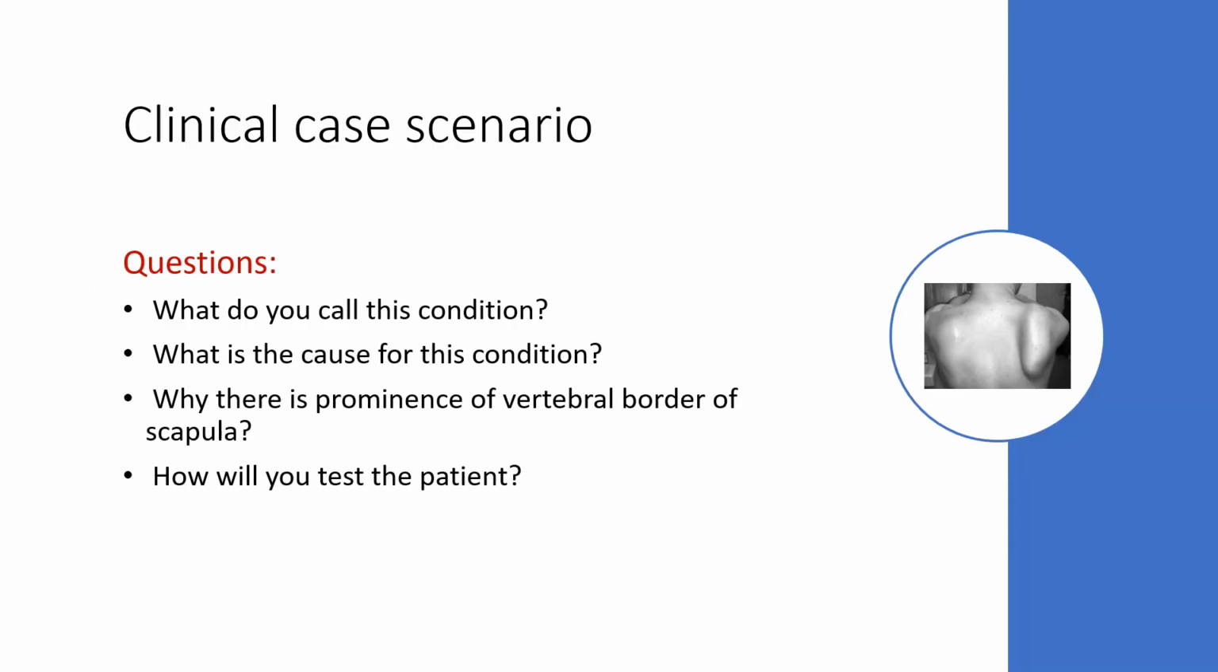After seeing that case, you should be able to answer the following questions. What do you call this condition? What is the cause for this condition? Why is there prominence of the vertebral border of scapula? And how will you test the patient? So to get answers for these questions, let us learn about the long thoracic nerve of Bell, as we call it, and then at the end of this discussion you will be able to answer these questions.